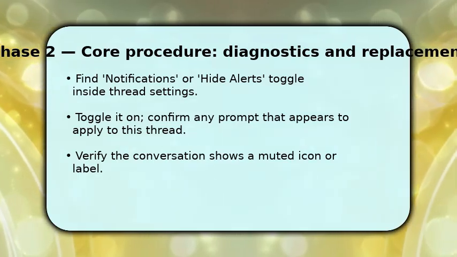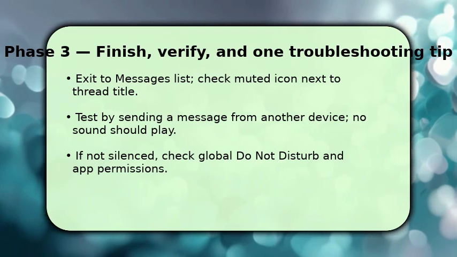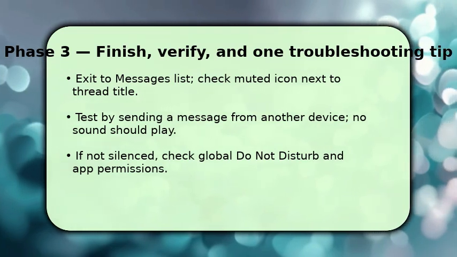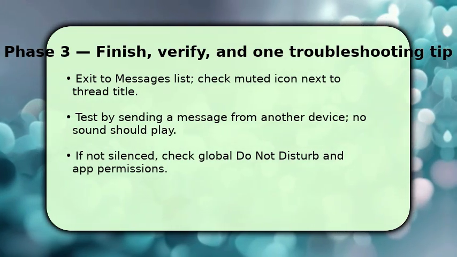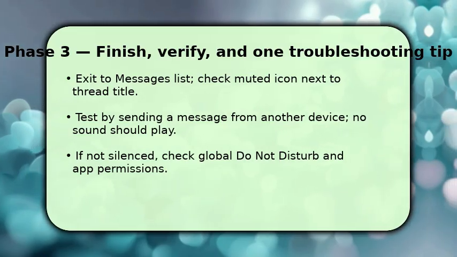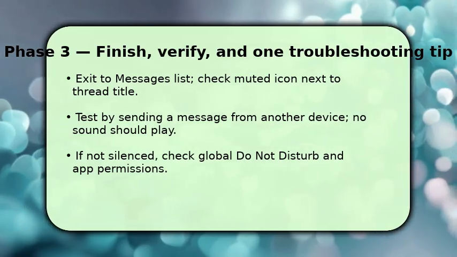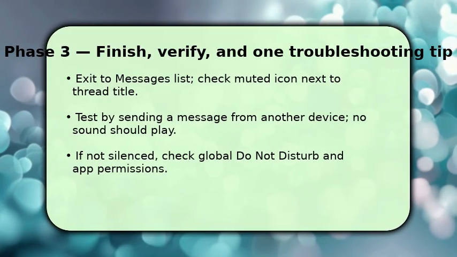Finish by returning to the message list and confirming the muted marker next to the conversation, which visually confirms the change. Test quietly. Send a test message from another device to verify there's no sound or banner. This proves you set thread silence correctly.